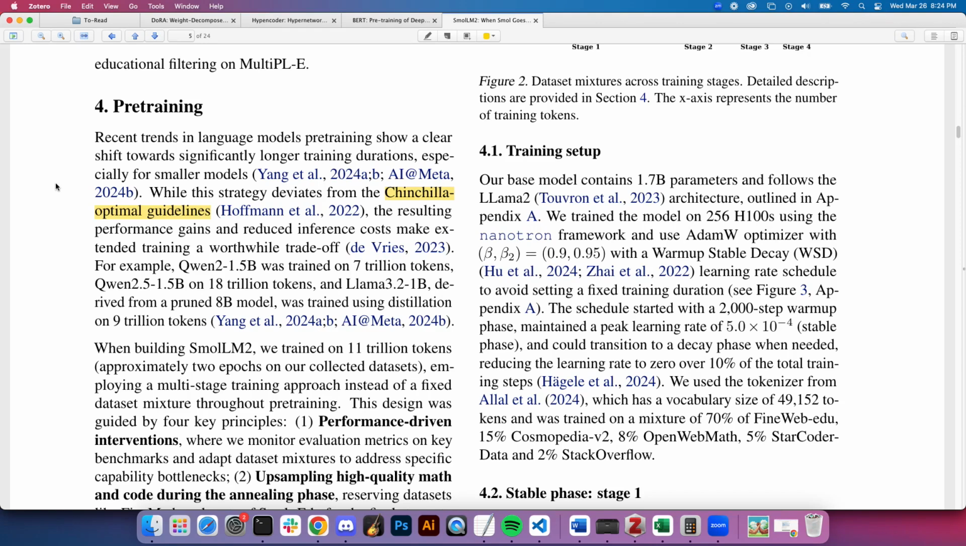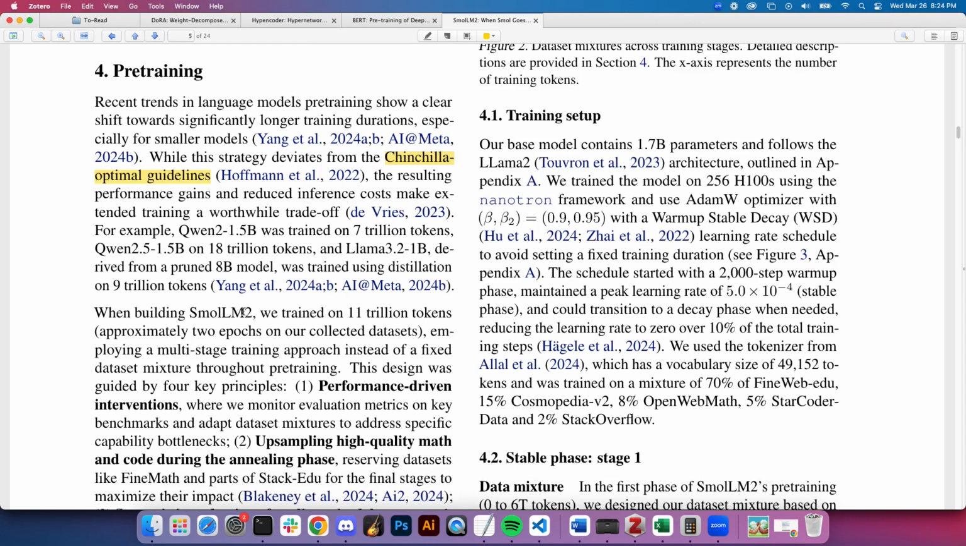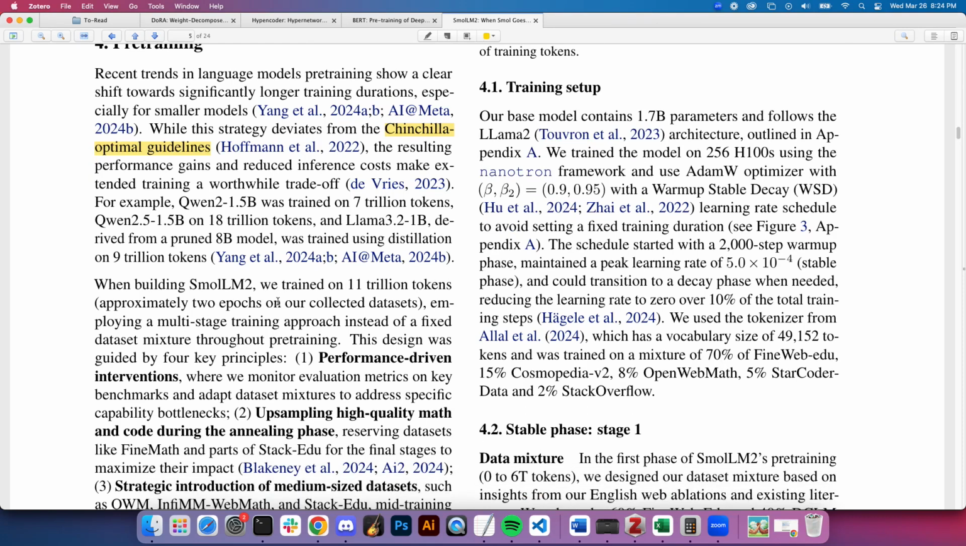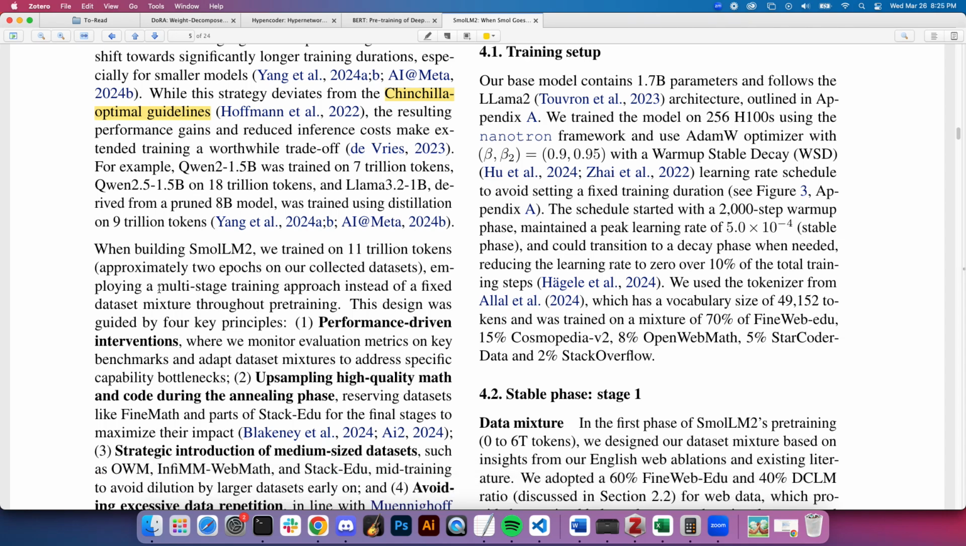So 11, I think it was 11 trillion tokens. Qwen2 1.5 billion was trained on 7 trillion tokens. Qwen 2.5 1.5 billion on 18 trillion tokens. Llama 3.2 1 billion was trained using distillation on 9 trillion tokens. So SmolLM2 is trained on 11 trillion tokens, approximately 2 epochs on our collected datasets. And then they had this multi-stage approach, which I'm curious about.